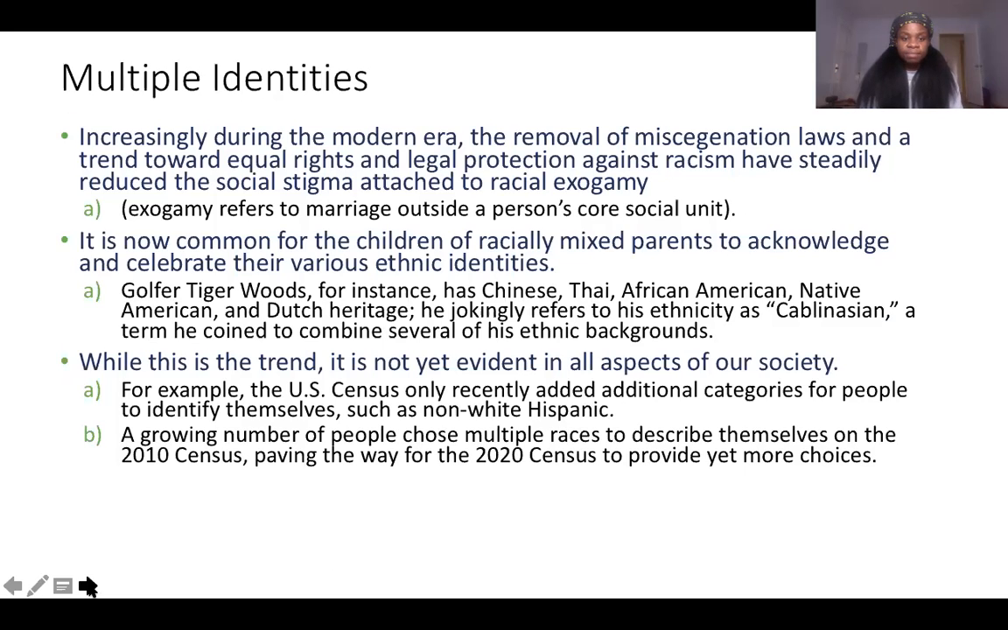While this is a trend, it is not yet evident in all aspects of our society. For example, the US Census only recently added additional categories for people to identify themselves, such as non-white Hispanic. A growing number of people chose multiple races to describe themselves on the 2010 census, paving the way for the 2020 census to provide yet more choices.